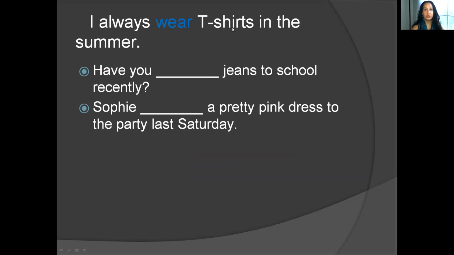I always wear t-shirts in the summer. Have you blank jeans to school recently? Sophie blank a pretty pink dress to the party last Saturday. Okay, we're going to go through this again. So think about what tense this is. Is it past tense? Is it present tense? Or is it future tense? It is present tense. I always wear t-shirts in the summer.